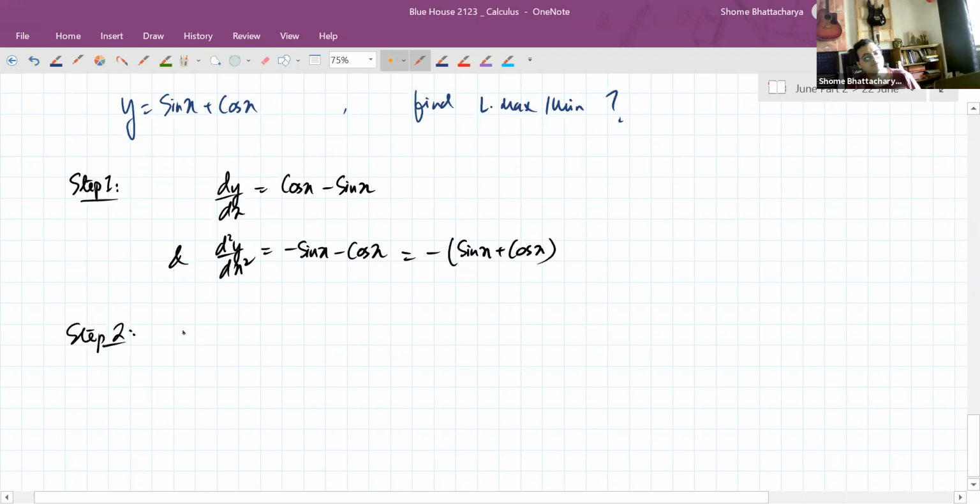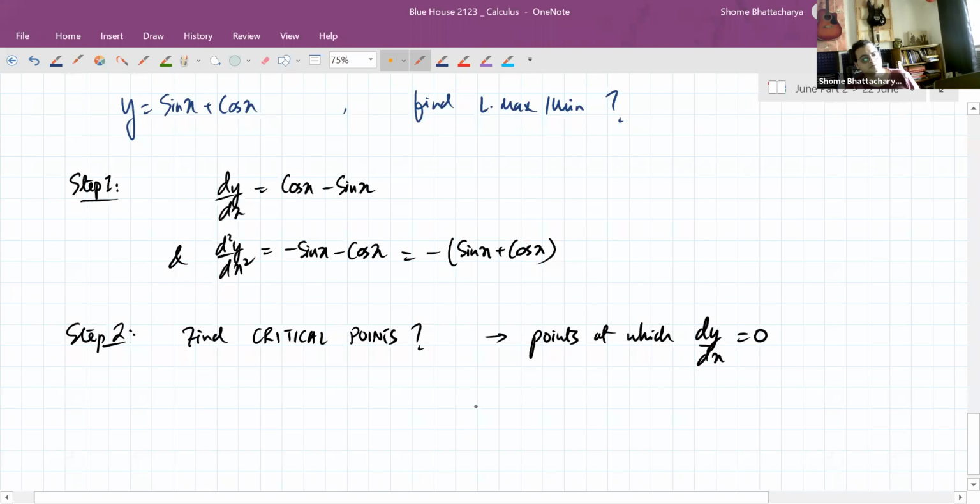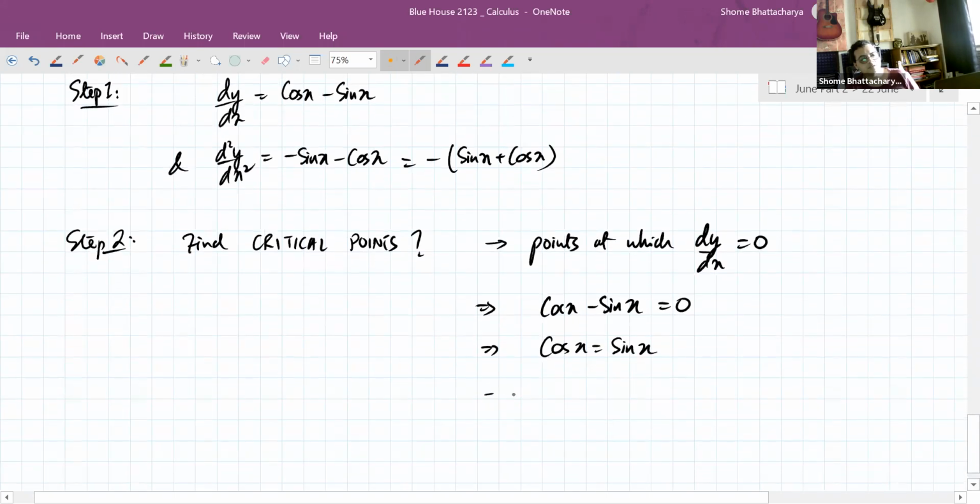Then step 2, we need to find the critical points. So what are the critical points? They are points at which the derivative is 0. So cos x minus sin x should be 0, so cos x should be equal to sin x. Now that happens at two places, pi by 4 or 45 degrees and 5 pi by 4.